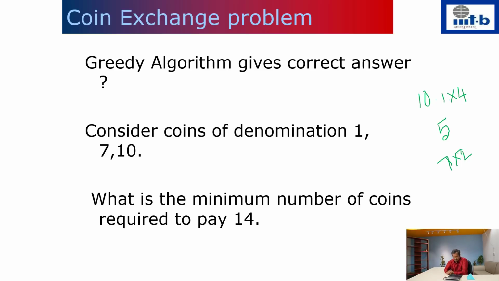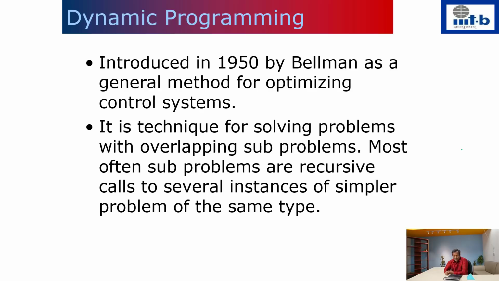So, this is a simple greedy algorithm, but unfortunately this won't give the optimum in all the cases. So, this is where we use a technique called dynamic programming. Dynamic programming is a technique introduced way back in 1950 by Bellman in the context of optimizing control systems. It's a technique for solving problems with overlapping subproblems. Most often subproblems are recursive calls to several instances of the simpler problem of the same type.